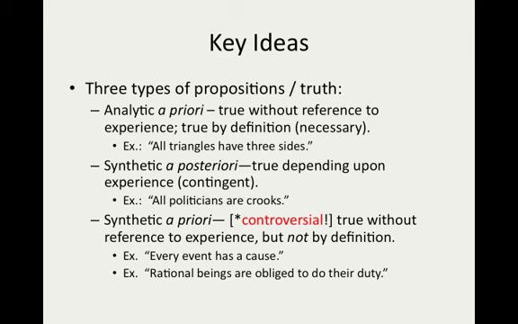There's some more key ideas. There's three types of propositions or truth according to Kant. This is one of the most famous aspects of Kant's philosophy. It's quite technical, but it's very important. He says there are three kinds of propositions or statements, or three kinds of truths.